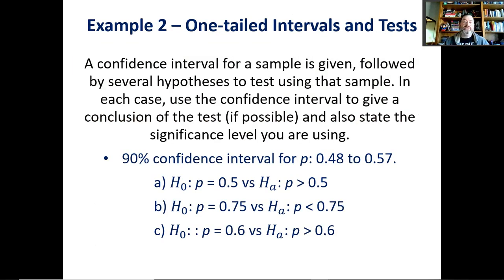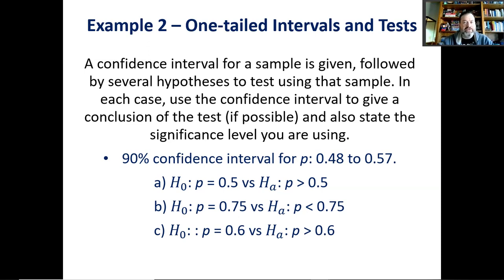All right, example 2. A confidence interval for a sample is given, followed by several hypotheses to test using that sample. So here, in example 2, we're reversing the type of problem. Here, you're given the confidence interval, and we have lots of hypotheses. In example 1, we had one hypothesis, or one set of hypotheses, and multiple confidence intervals. So in each case, use the confidence interval to give a conclusion of the test if possible, and state the significance level. So these are all going to be one-tailed tests.